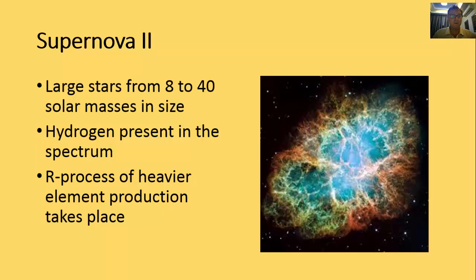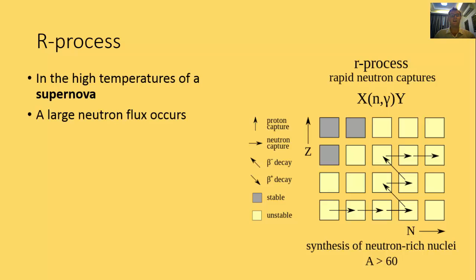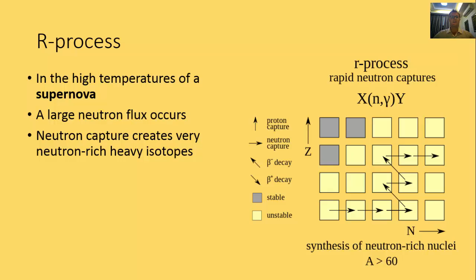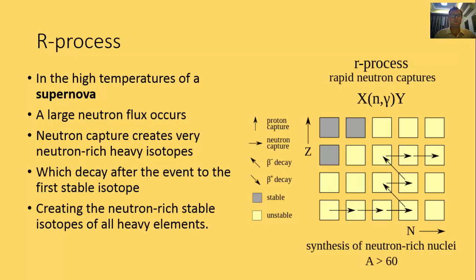So let me talk about the rapid process now. What happens with the r-process is that, rather than slowly building up, in the high temperatures of a supernova we get a large neutron flux. That means lots of neutrons are released because of the various processes that are taking place. This neutron capture creates very neutron-rich isotopes, which in turn decay after the event to create first stable isotopes. And these are the heavier elements which we now observe.